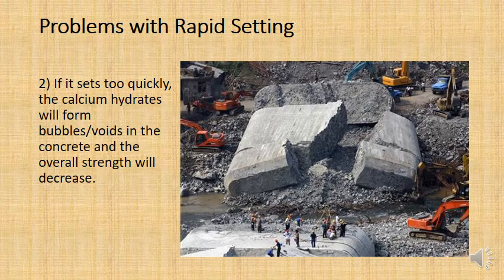Another problem with rapid setting is, if you remember, when the hydration reactions are taking place, there is a little bit of a byproduct. Calcium hydrates and ettringite are part of the final products, and they're gas. And that gas will bubble out of the concrete. It's just going to escape from the concrete.